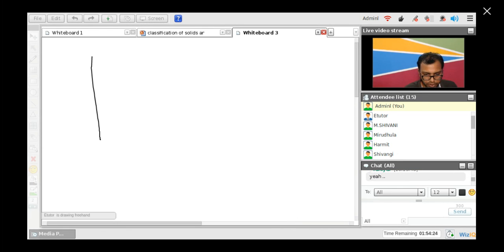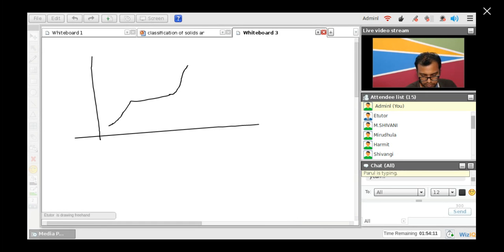So I am drawing the graph for crystalline solid first. So in case of crystalline solid, this is how the graph is. The temperature remains constant, not the volume. And this is corresponding to volume, right?